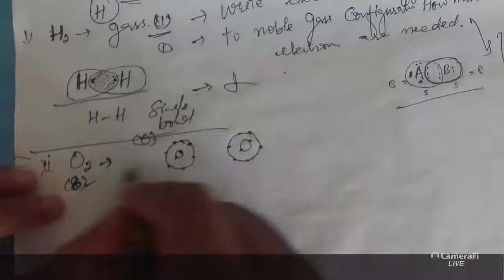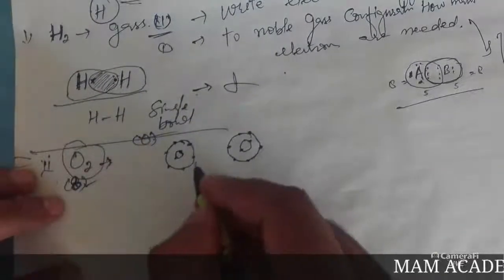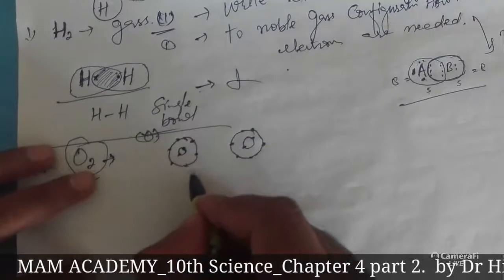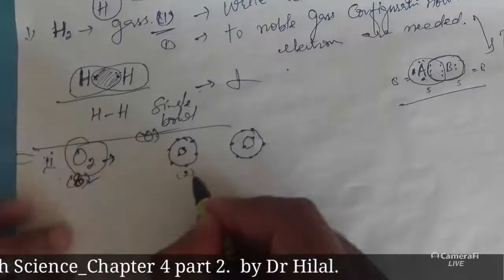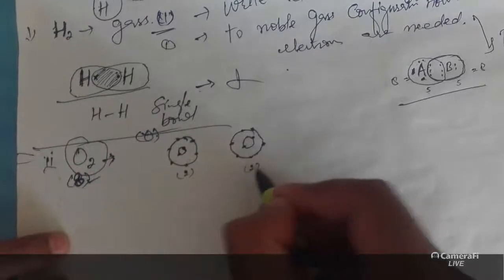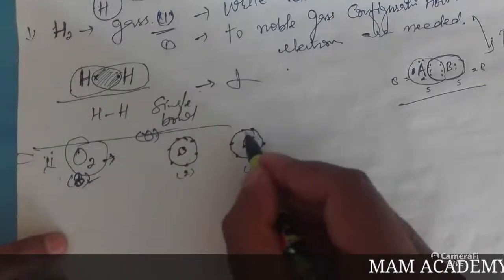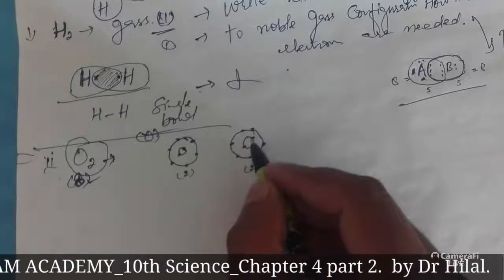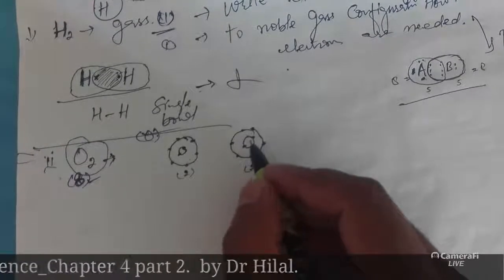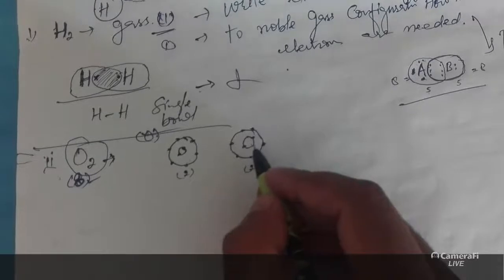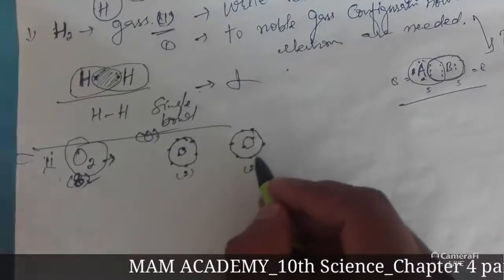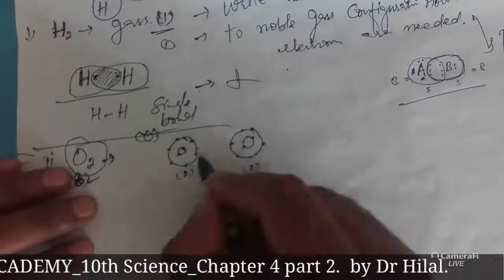Now how will these two oxygens form a covalent bond? This oxygen needs how many electrons? It needs 2 electrons only. This oxygen also needs 2 electrons, because we have 6 electrons. It should actually be 8 electrons, as we see in the case of the noble gas configuration. So they will now mutually share 2 electrons.